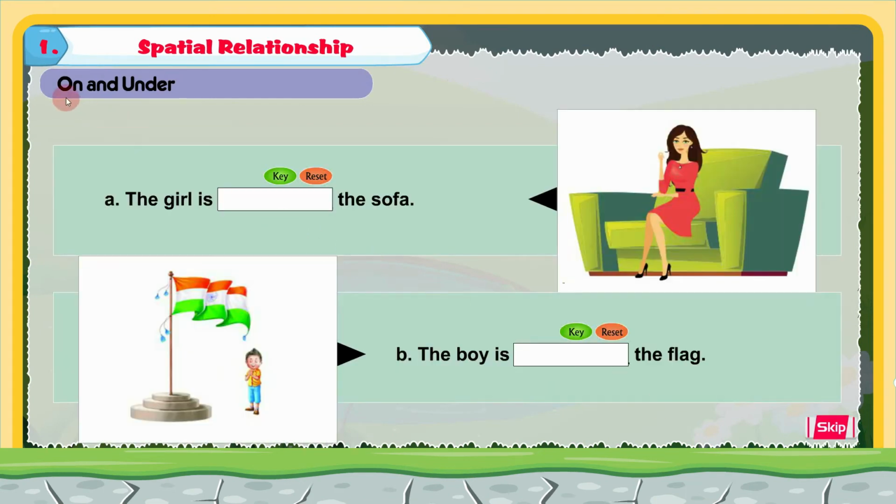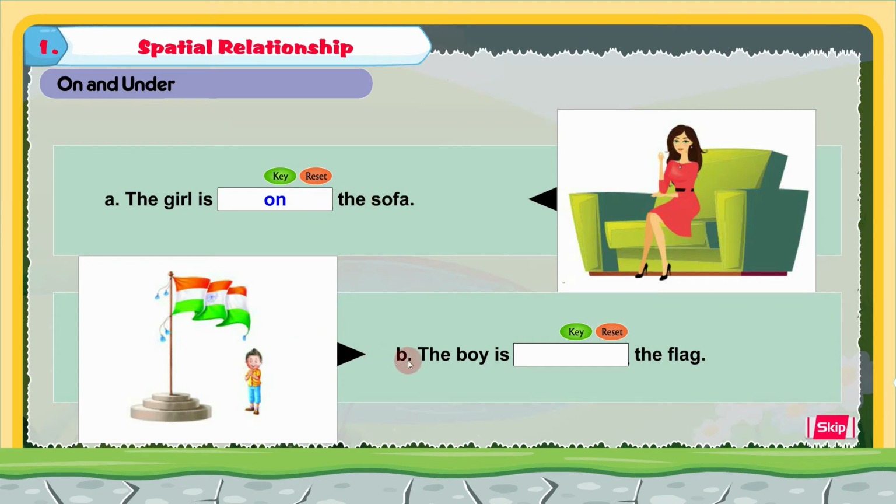The next section here is on and under. Here we have a picture in which a girl is sitting on the sofa. A. The girl is dash the sofa. She is sitting on the sofa. So we will write here as on. O-N, on. The girl is sitting on the sofa.